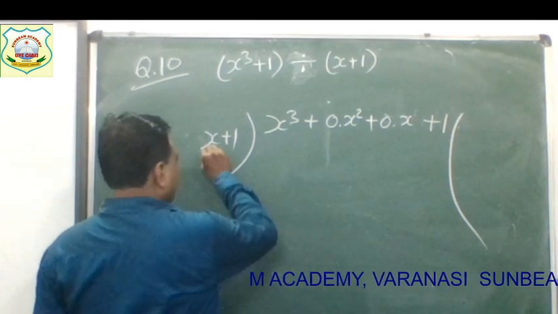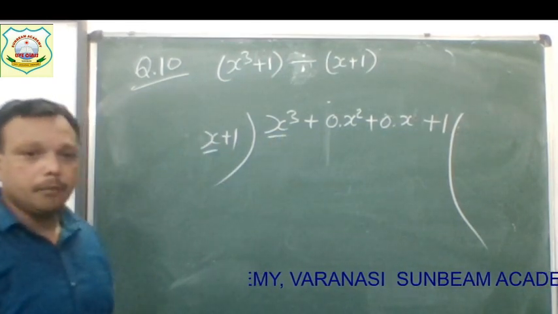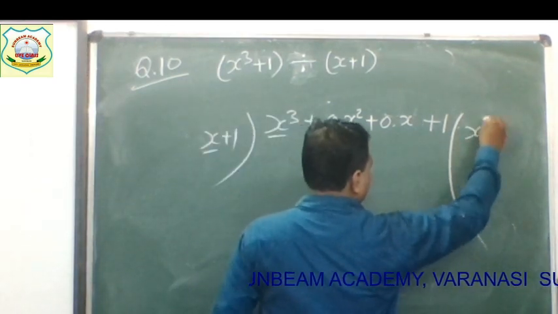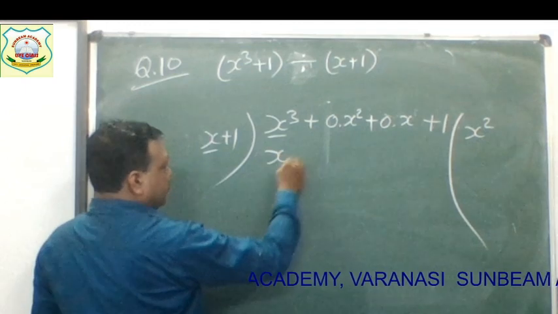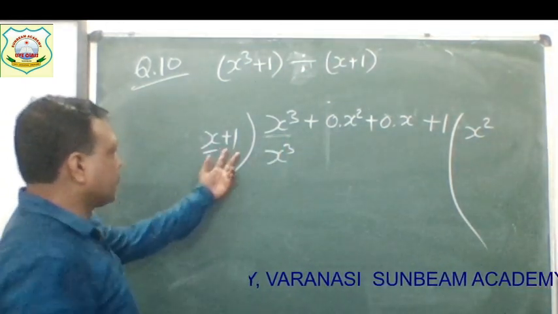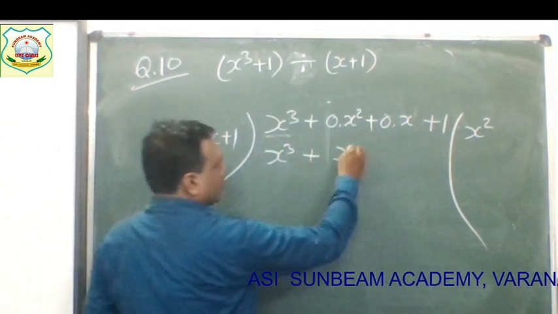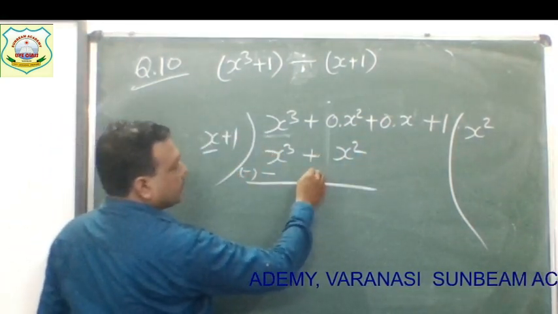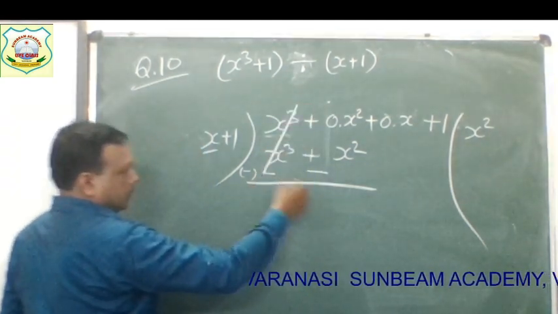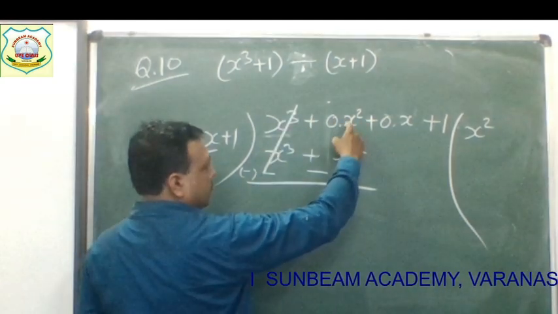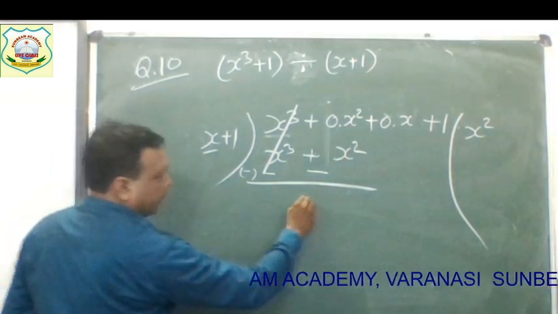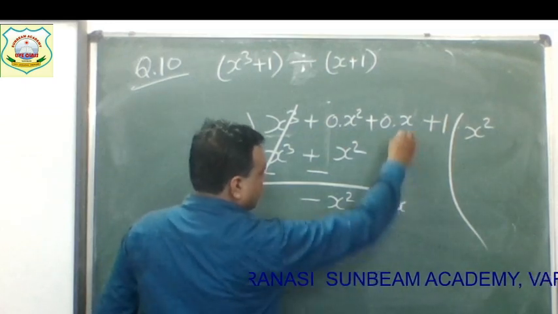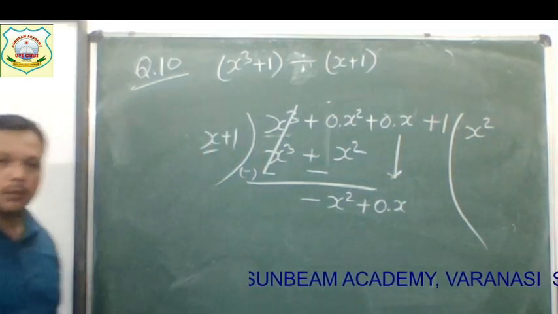x plus 1, x and x cube, what should come? x square. x square into x cube, so we will write x square. x square into x plus 1 gives x cube plus x square. Here it is plus, so it will turn minus and be cancelled. 0 into x square is 0, plus and minus x square. So what will come? Minus x square plus 0 into x. It will be done. Clear, students?